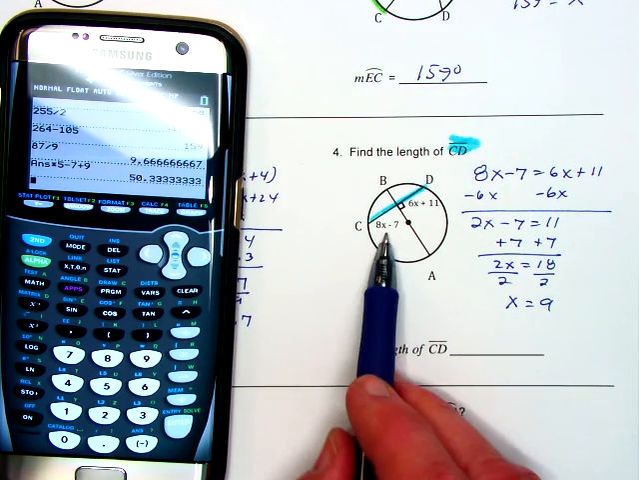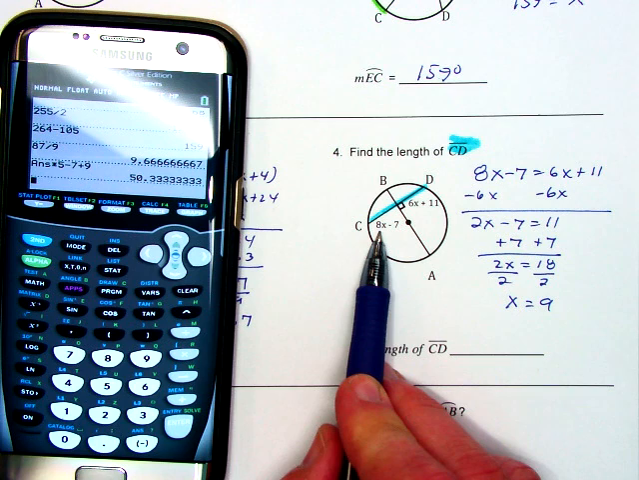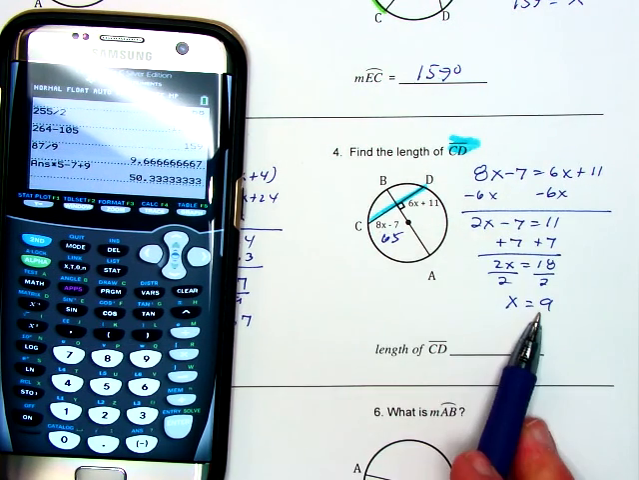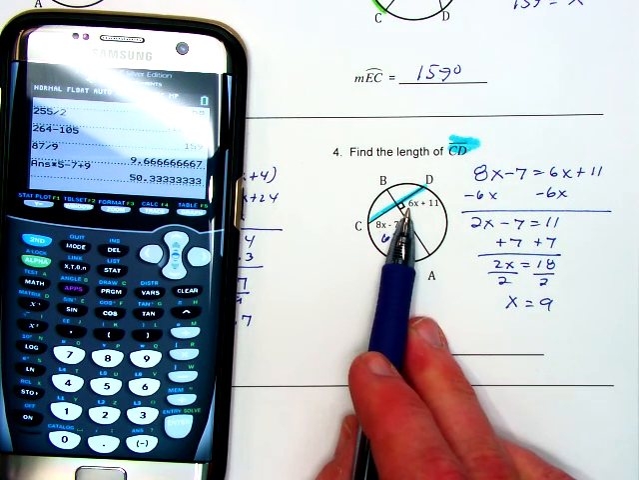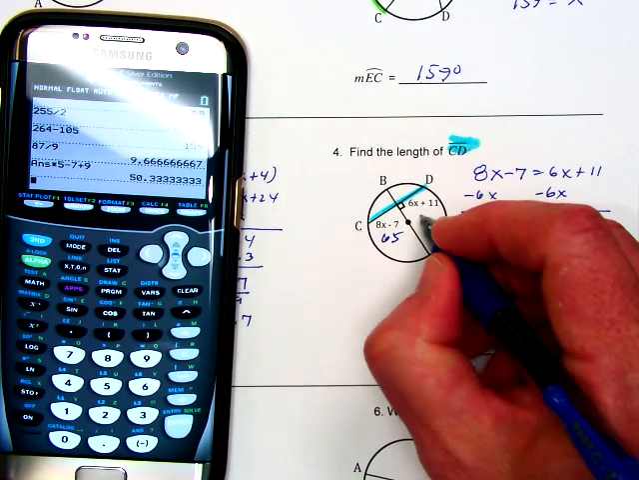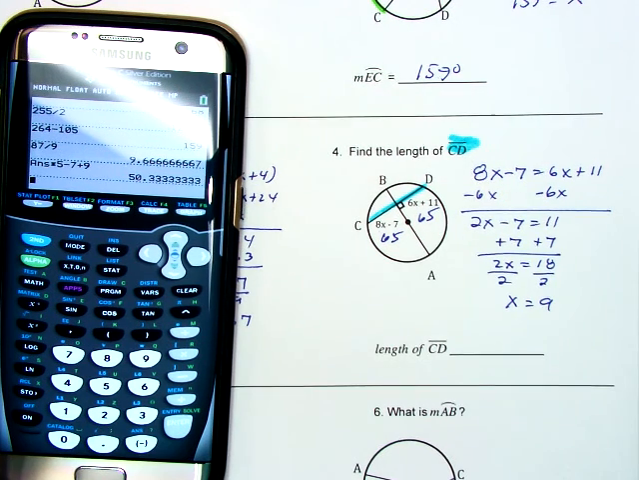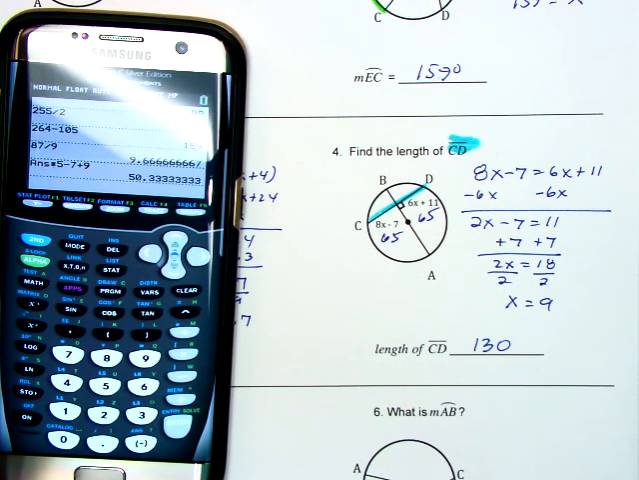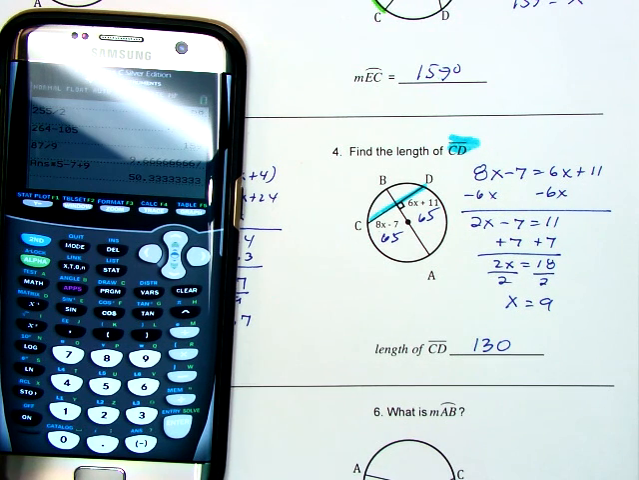If I plug in 9 here, 8 times 9 is 72, minus 7 is 65. And just to make sure I got it right, if I do 6 times 9, it's 54. And 54 plus 11 is also 65. Remember, those are not angles, those are lengths. So the length of CD is 130, because I got to add those two together. Okay? All right. We got 2 to go here.